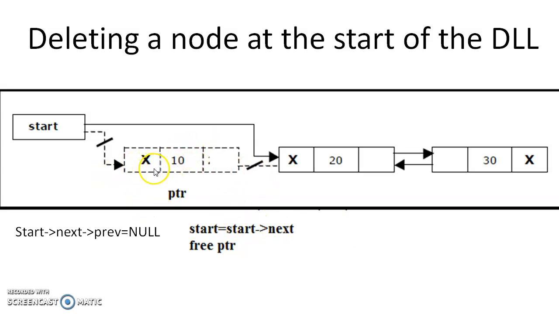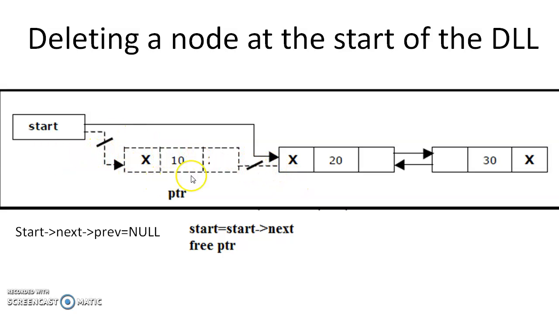That means start is currently pointing to the pointer. Now I want to delete this particular node. When I want to delete that particular node, two links I have to remove. The first link is start pointing to this pointer, and the second link is the pointer pointing to the second node. These two links we have to remove. This link is the second node of the double linked list pointing to the first node.